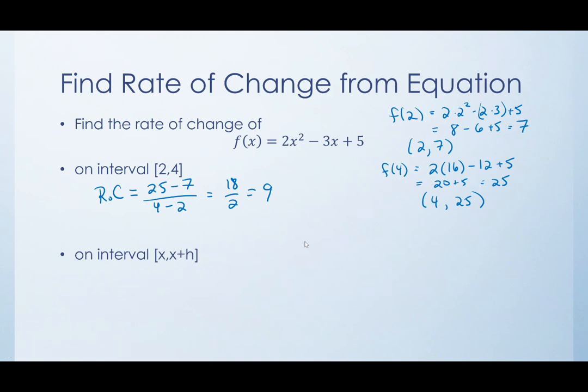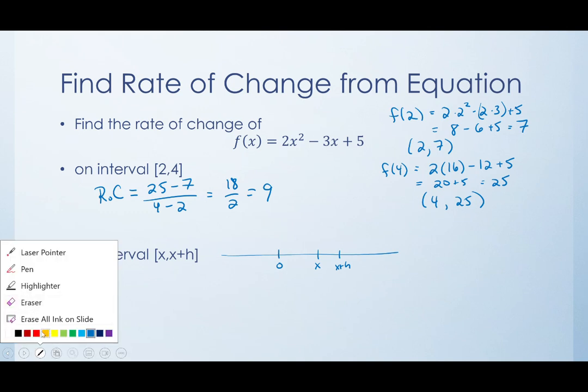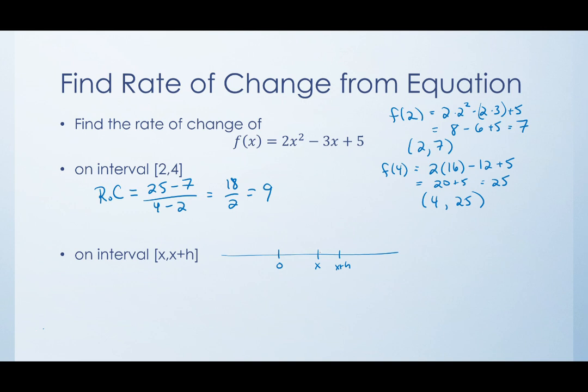Now, this one's a little bit weird because now we're doing the interval from x to x plus h. So on our x-axis, we've got 0, and x could be anywhere, right? And now we're saying just a little bit over from x is our point x plus h. So we can say that the distance between these two, of course, is going to be h.